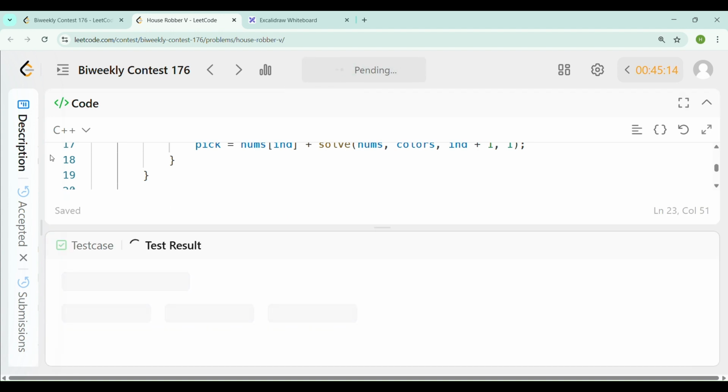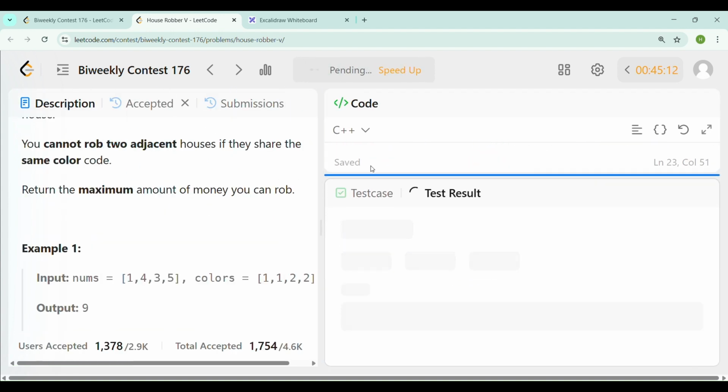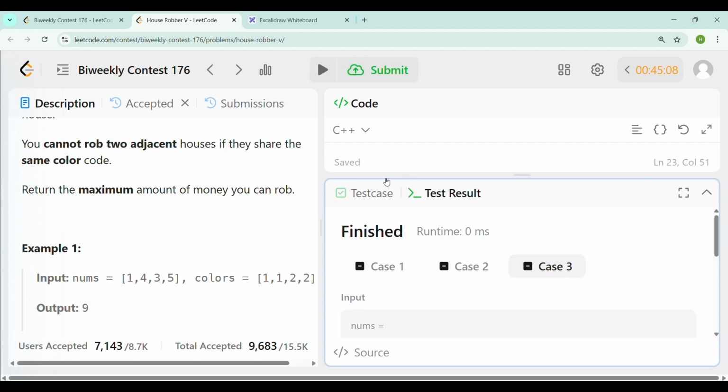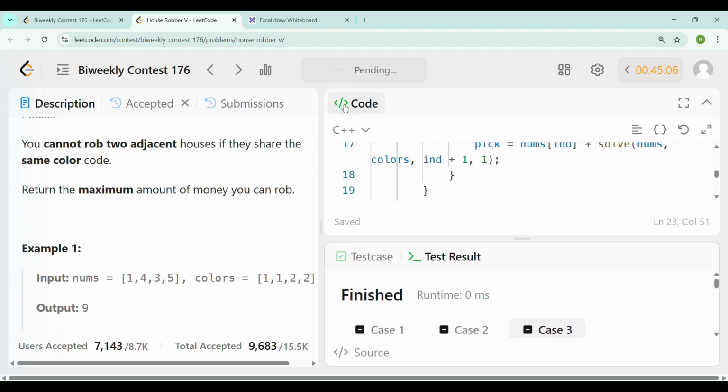And if you run this it will get accepted as well. I have already done it, right? It is accepted. So I hope the problem was clear to you and you understood the solution as well, and the time complexity was clear to you.